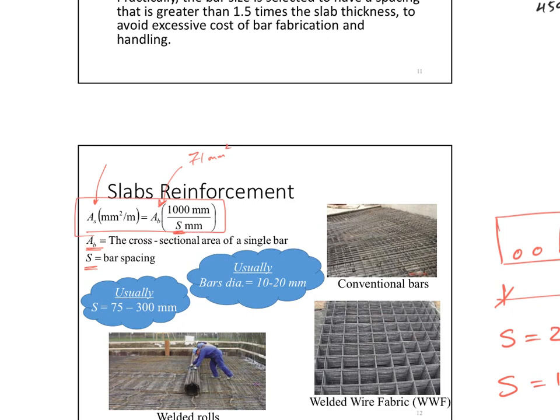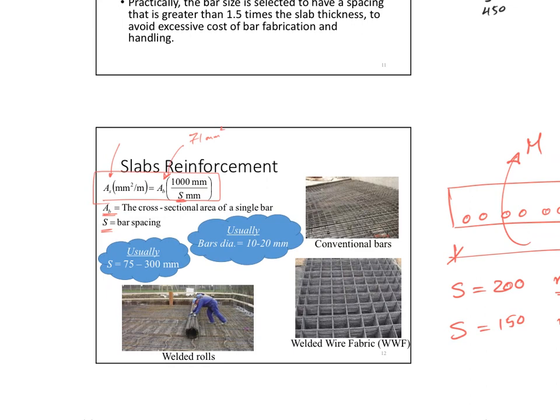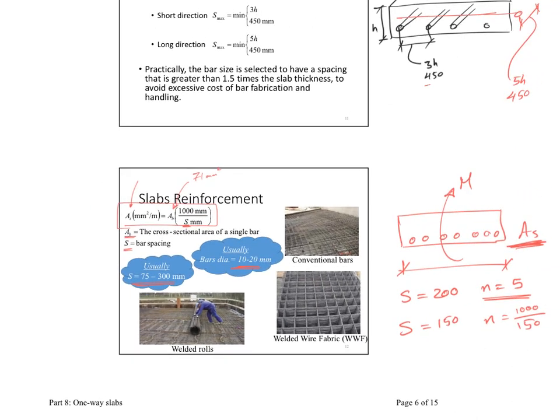Try to be as consistent as possible in your drawings, because people who will place the reinforcement might make mistakes if you keep changing it. So it's better to keep consistency in your specifications on the drawings. Bar diameters that are usually used are the ones between 10 and 20 millimeters. That's for slabs. And the spacing is normally between 75 millimeters all the way to 300 millimeters. Definitely we don't go beyond the 450 or the 5H or the 3H.